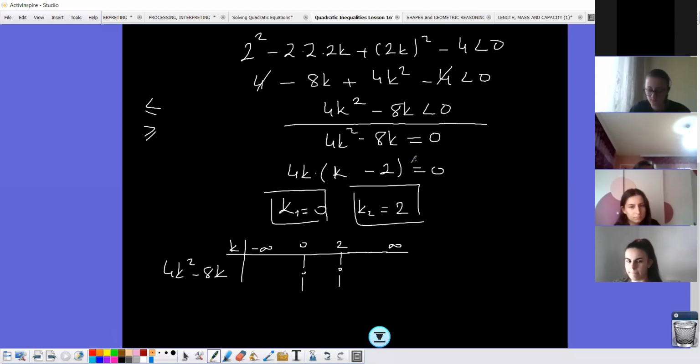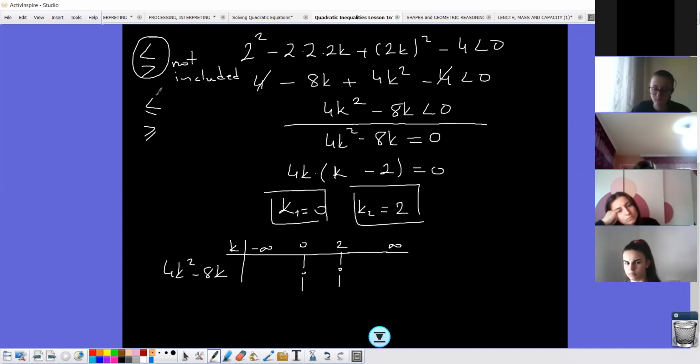When it's only less than, it means that these dots are not included. Is it the same when it's also greater than 0? Yes, it's the same when it is only greater than 0. So when we have greater than or equal to or smaller than or equal to, in these cases they are included. In the other cases, not included.